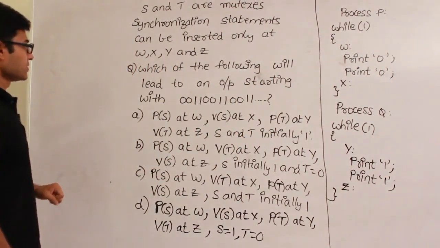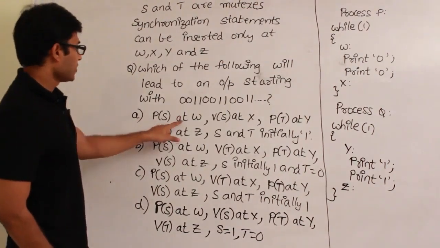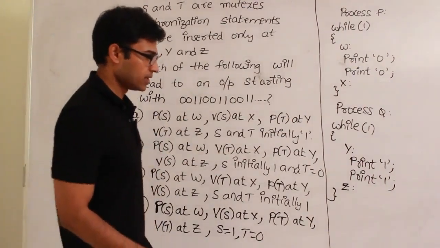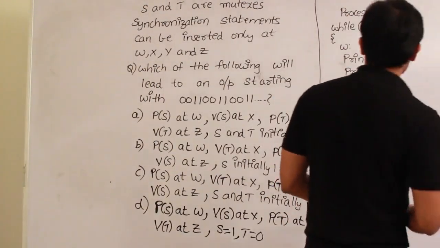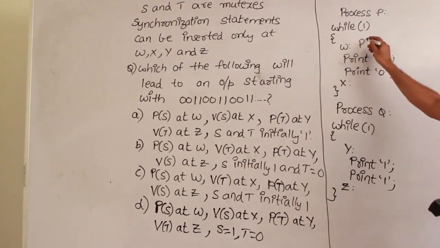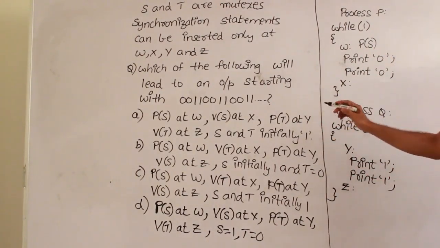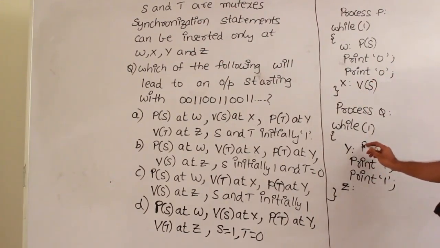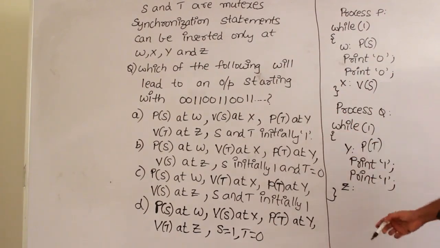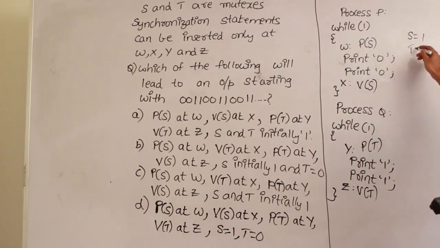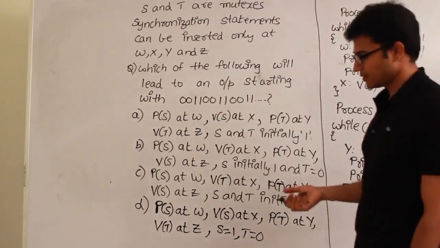Okay. Now the first one is, see this, A. At W, P of S, and at Y, P of T. So let's put it there. See, option A: at W they are putting P of S, which means down on S, and then at X they are putting V of S, and then at Y they are putting P of T, and then at Z they are putting V of T. Fine. And both are initialized to 1, which means S equal to 1 and T equal to 1. So what happens if I try this?